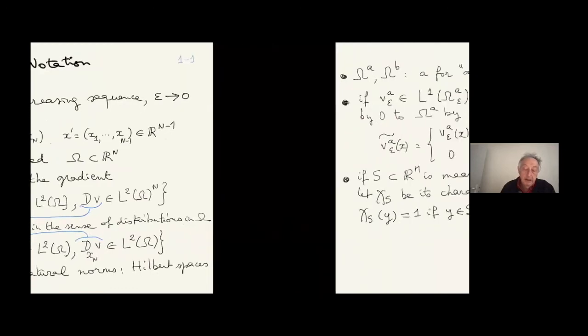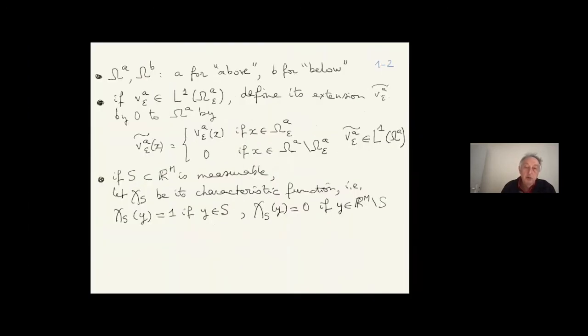Okay, another important notation will be that Omega will be divided in 2 parts, Omega A and Omega B, and A stands for above, while B stands for below. Okay, so the notation, I hope, is clear.